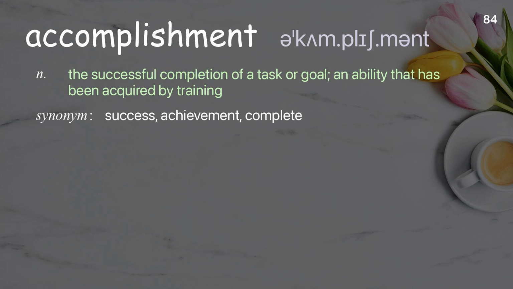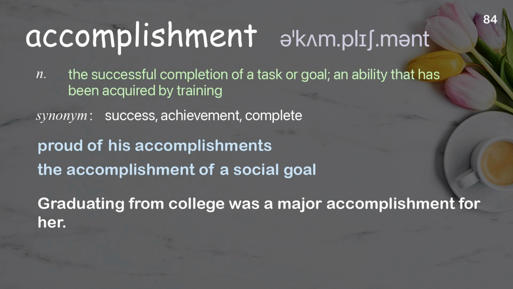Accomplishment. The successful completion of a task or goal, an ability that has been acquired by training. Examples: Proud of his accomplishments. The accomplishment of a social goal. Graduating from college was a major accomplishment for her.